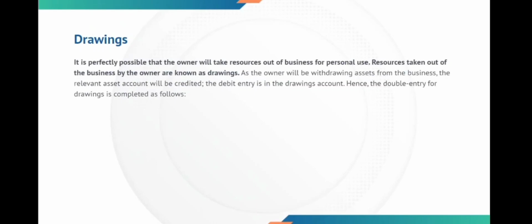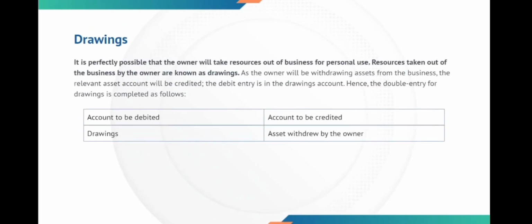Drawings. It is perfectly possible that the owner will take resources out of business for personal use. Resources taken out of the business by the owner are known as drawings. As the owner will be withdrawing assets from the business, the relevant asset account will be credited. The debit entry is in the drawings account. Hence, the double entry for drawings is completed as follows.